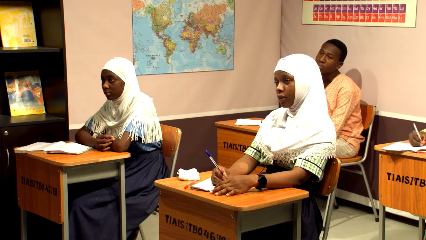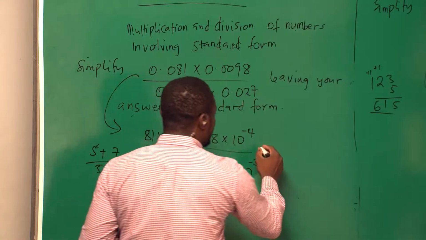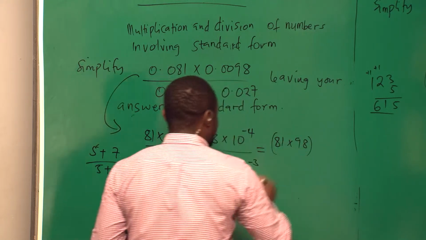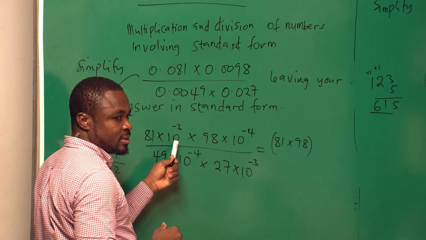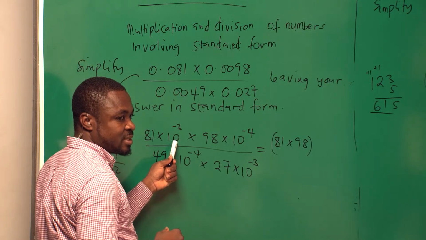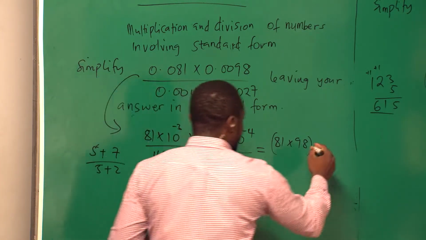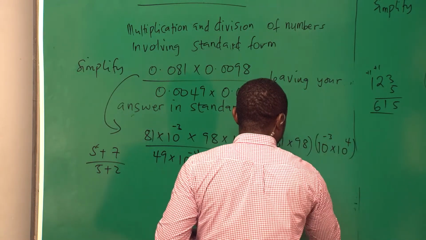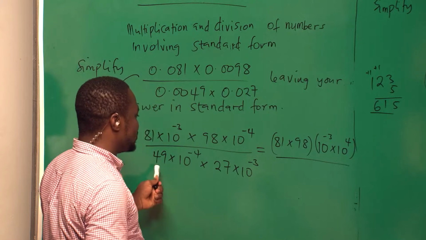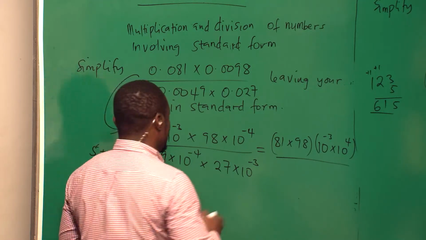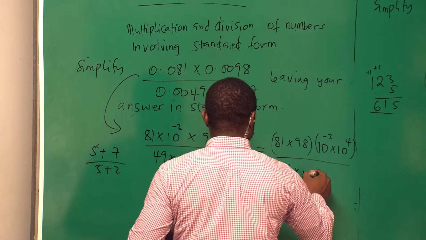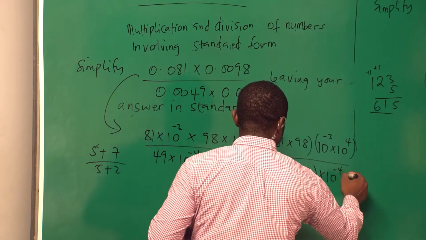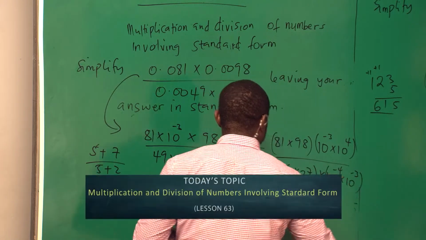So you multiply the numbers. You group the whole numbers. So you end up with 81 times 98. And also group the numbers carrying the powers, the exponents. Are you okay? So we will have 10 exponent negative 3 times 10 exponent 4. The denominator, Tawfiq, what do you do? You do the same, right? Yes, sir. So you end up with 49 times 27 times 10 exponent negative 4 times 10 exponent negative 3. So this is what we have.